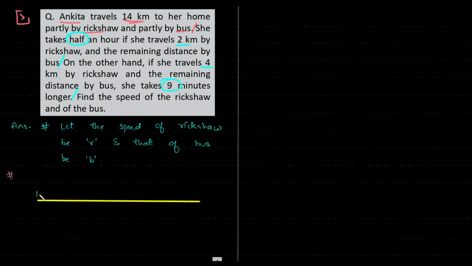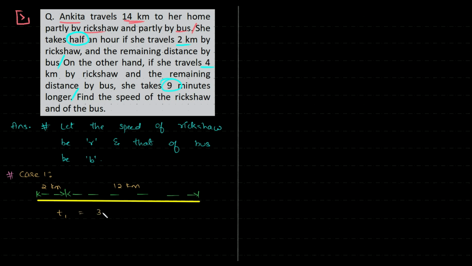So what we have here is a few kilometers she travels by rickshaw and the remaining by bus. So in total it's 14 kilometers. First 2 kilometers means this is 2 kilometer and this would be 12 kilometer. Okay, and then the total time is, how much is the total time? Half an hour. So time t1, oh I have to take it as case 1. Guys, there are two cases, is it not? So this is case 1.